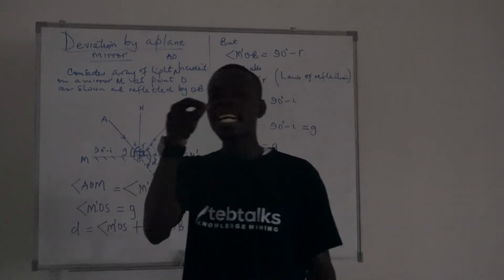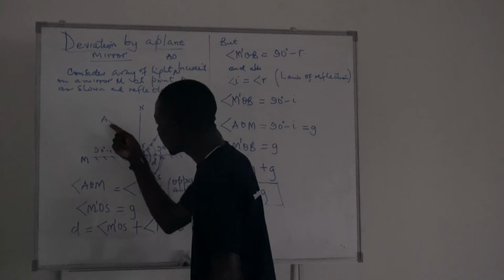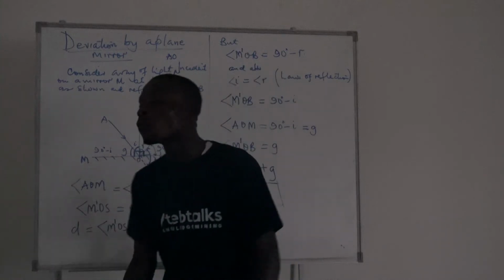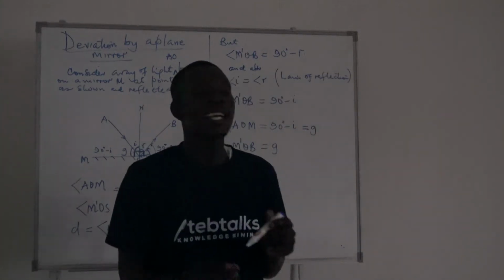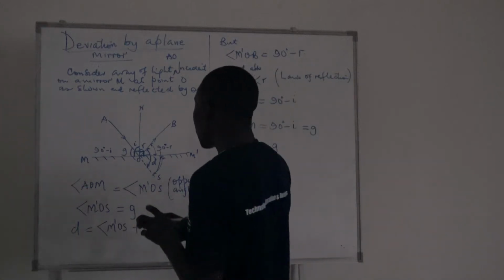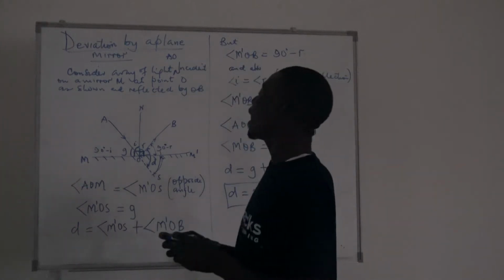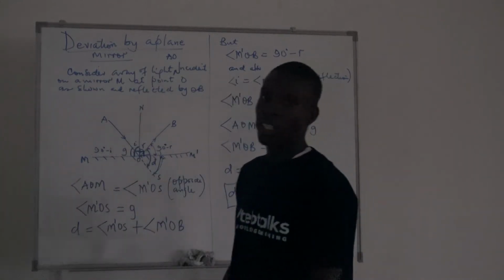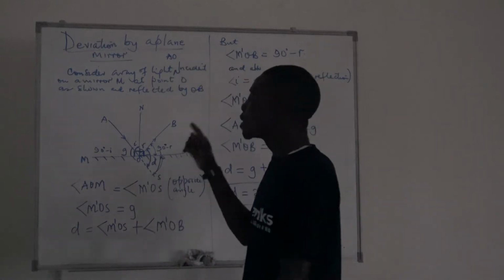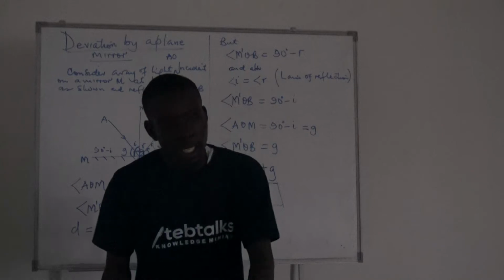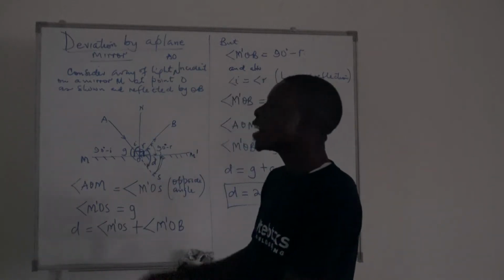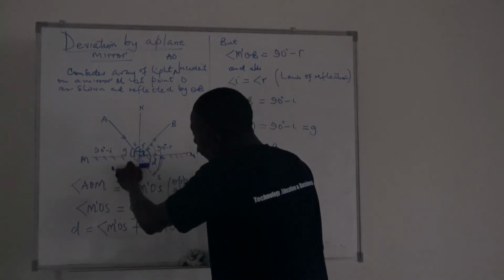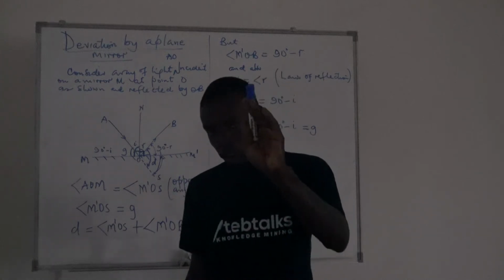And then we went ahead and also said that the angle between the incident ray and the reflecting surface is called the glancing angle. Is that okay? And then we also said that there is an angle called the angle of deviation, which is the angle between the initial direction and the final direction. When light was coming here, it was supposed to move in this direction. That is if it was not going to be reflected.